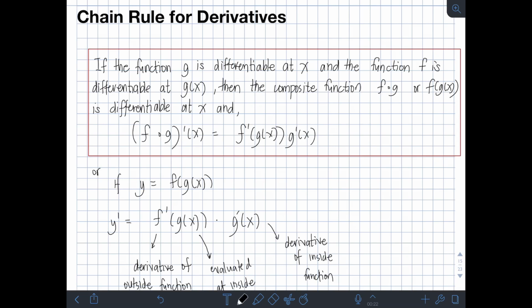kapag hinahanap natin yung derivative ng composite function. So sabi, kung meron ka raw f of x tsaka g of x, tapos pag hinanap mo yung composite function na f of g of x, tapos dinerivative mo to, ito yung magiging formula niya, f prime of g of x times g prime of x.